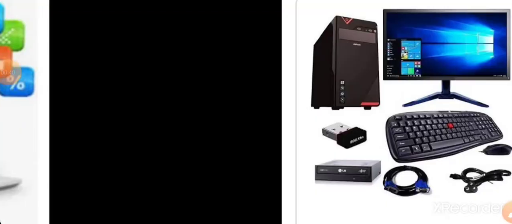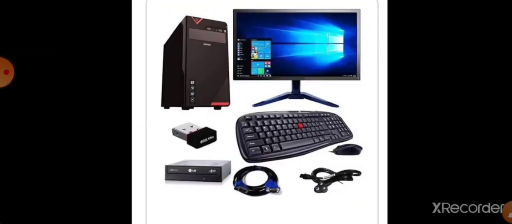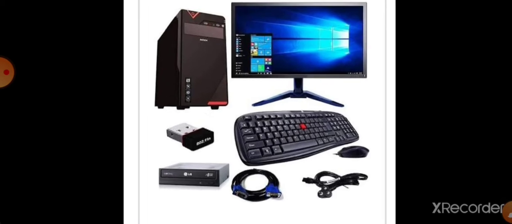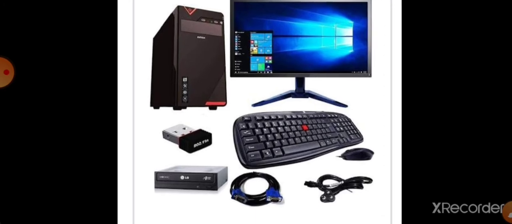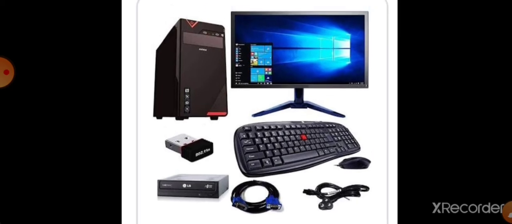What is meant by hardware? The parts which we can touch are known as hardware. For example, chalk piece, desk, books, pen, those things which we can touch and feel, all these things are known as hardware. Like in a computer, keyboard, mouse, scanner, printer, joystick, monitor, CPU, these are all known as hardware.